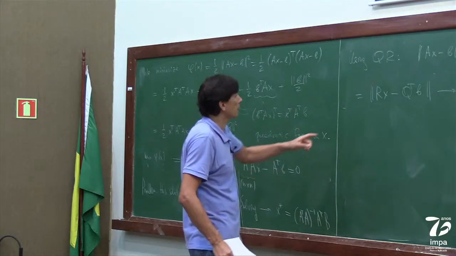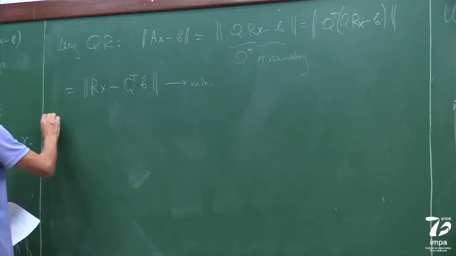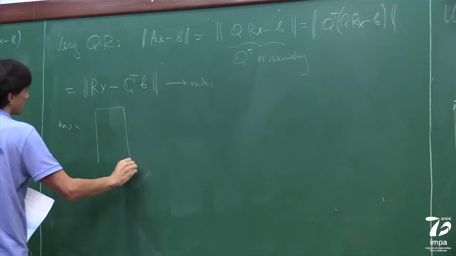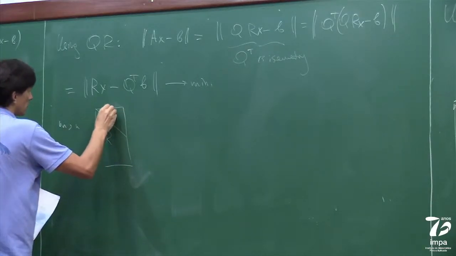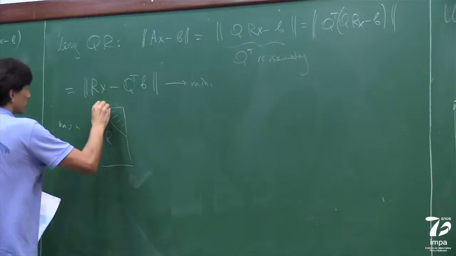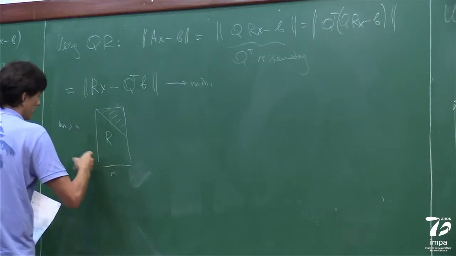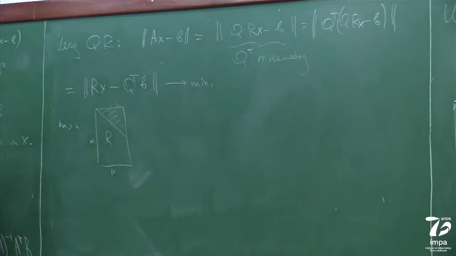Okay. But now R is upper triangular. Remember, we had M bigger than N. So what we had for R is that it's of this form. M is bigger than N, so this is M rows and N columns.